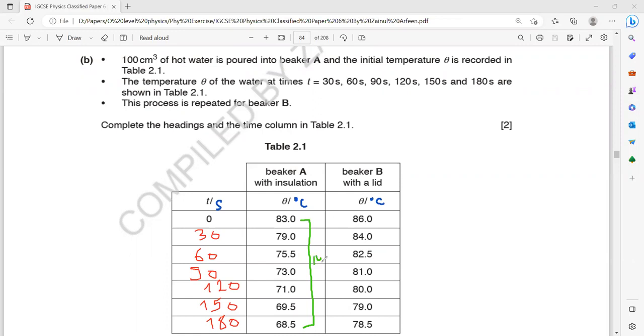So the one with the insulation had a temperature change of 14.5. And with the lid, what is the temperature change? 86 and 78.5. When you take the difference, 7.5. So 7.5 is the difference. Which one is more effective, lid or insulation, to reduce the rate of heat loss? Lid, because with the lid the temperature change was small. With insulation, there was a greater temperature change.